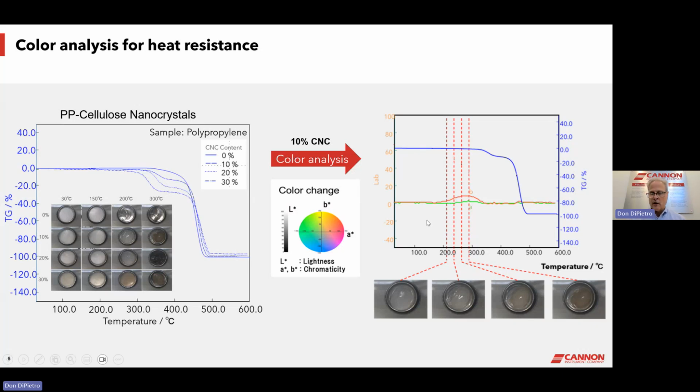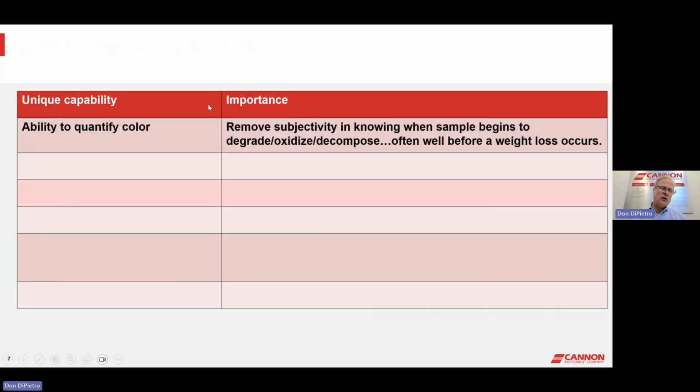It would remove operator error and give instant feedback on performance of things like color stabilizers and antioxidants, things of that sort. And so that's really what's unique, the ability to quantify color and removing the subjectivity as something begins to degrade, oxidize, or decompose.